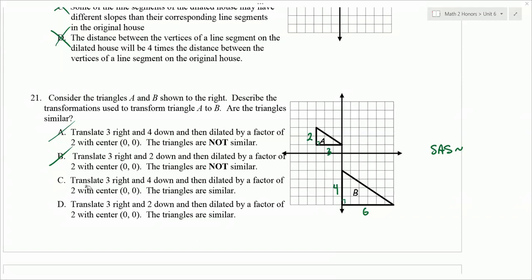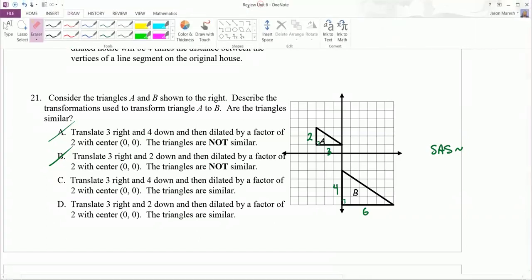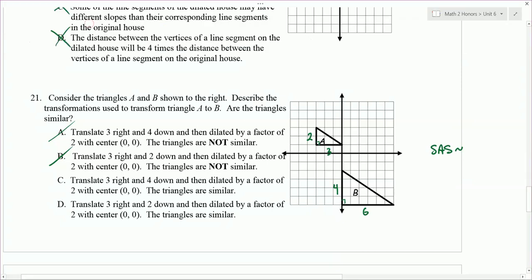Well, if the center of our dilation is 0, 0, let's look at a point on this. Let's say this top point here is at 2, and so the top point of the next one would be half that. We'd want it here. So we're going to need to go right 1, 2, 3, down 1, 2, 3, 4. So this is what our triangle should look like, and everything should work out good there. So we are throwing out D, going with C.